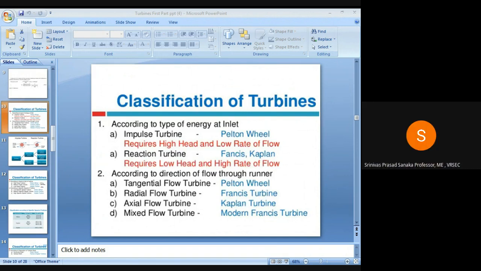The next classification is based on the direction of flow through the runner. The direction of flow to the runner may be tangential flow and radial flow, it may be axial flow, it may be mixed flow.